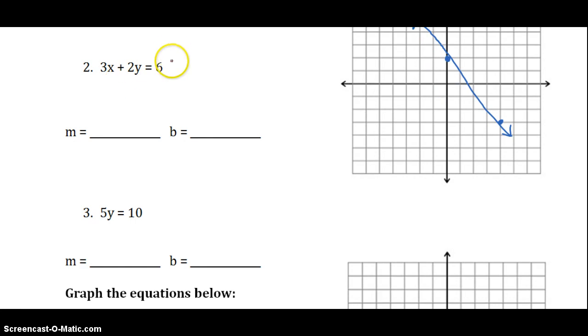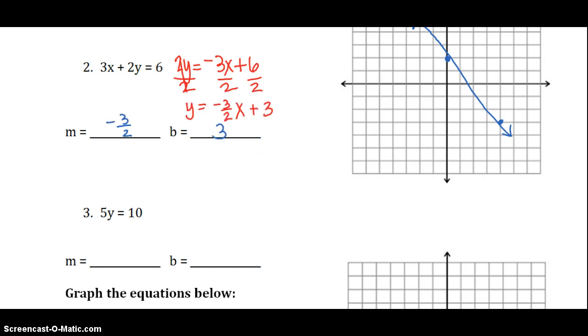Let's do the second one in red. So I need to isolate y. Let's take 3x to the other side, hop the fence, and change the sign. Makes it -3x plus 6. Divide everything by 2 to get y by itself. So y equals -3/2 x plus, and 2 goes into 6 3 times. So our slope is -3/2, and our y-intercept is 3.